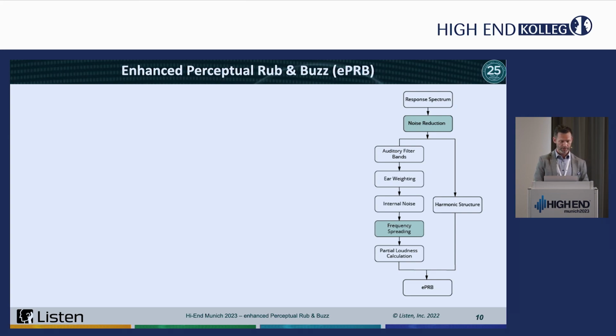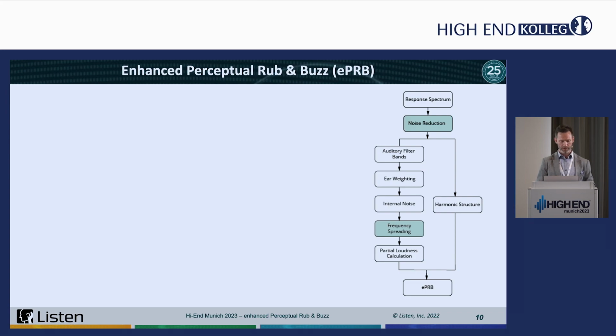Going over to the new algorithm, this new enhanced perceptual rub and buzz, EPRB, has 2 significant differences compared to the earlier PRB. First, proprietary noise reduction techniques are included, which means that even in the presence of background noise, it gets the same results as you would in normal environments. And second, the perceptual model is enhanced to offer greater correlation to human hearing. I'll talk a little about how the algorithm works, and then I'll demonstrate the results.